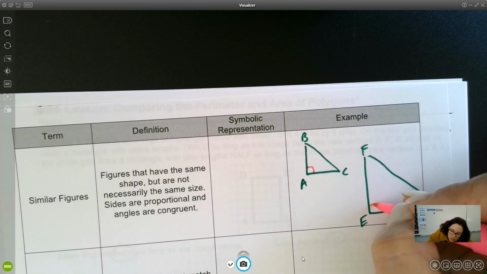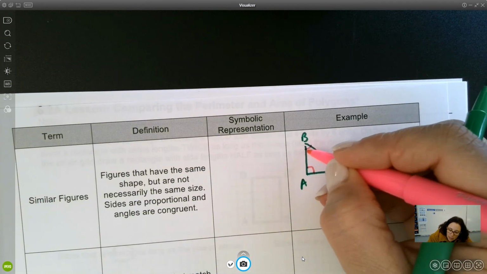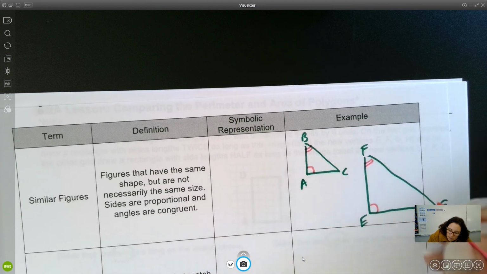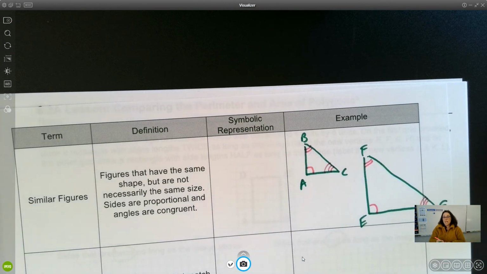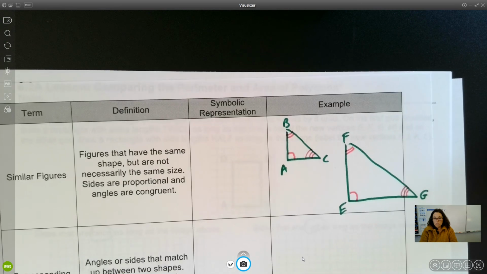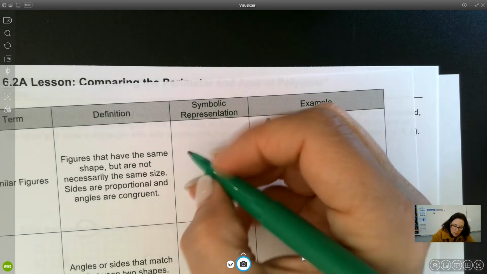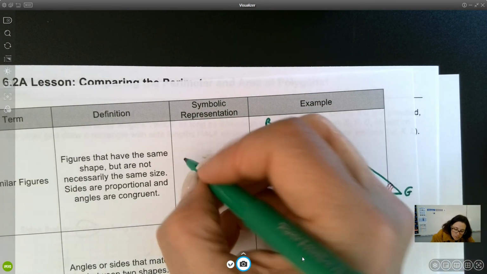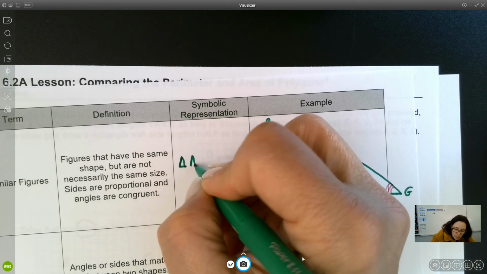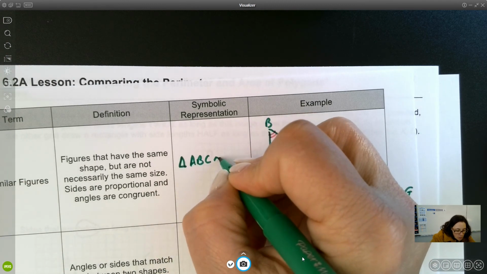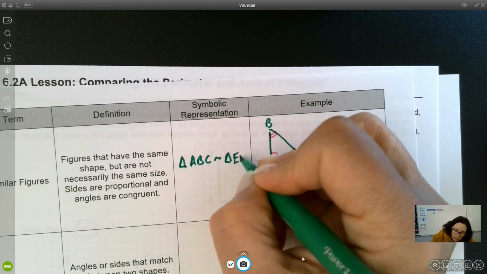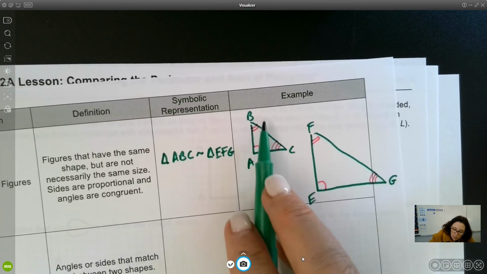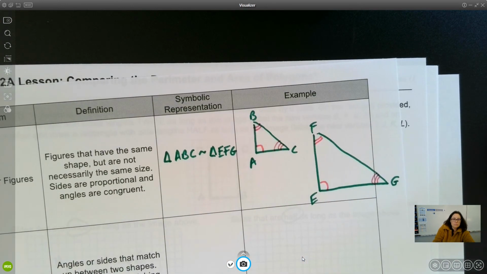This angle is the same as that angle. That angle is the same as this angle. And that angle is the same as that angle. The side lengths are not equal. So the way that it's symbolically represented would be triangle ABC is similar to triangle EFG. Let me make sure I got that in the right order. A, B, C, E, F, G, yes.